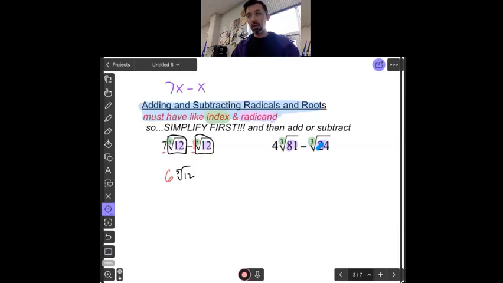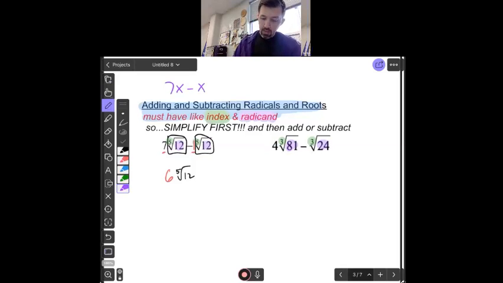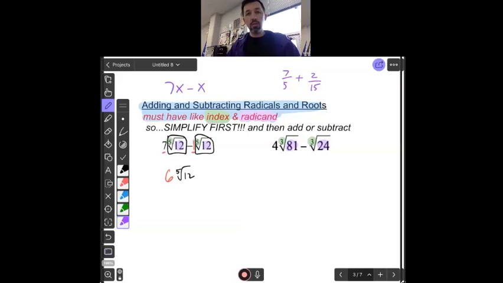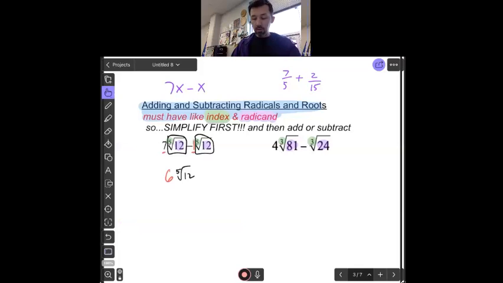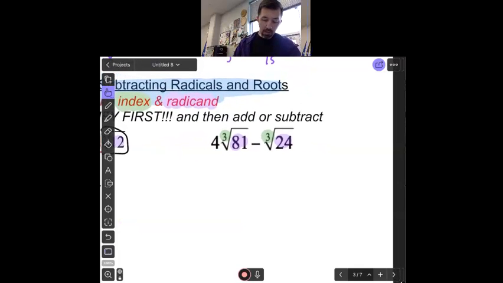We can manipulate what's underneath the radical by simplifying it. So we do have a way of easily changing the radicand. Changing the index is not something that we're going to be up to, so I wouldn't worry about it. This is essentially like if I said, hey, what's 7/5 plus 2/15? There's something I would need to do first before I can do that because I don't have like terms. So that's essentially what we need to do. We need to simplify what's underneath the radical first before we're going to do this.